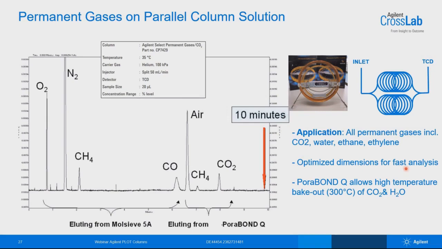Why is the PoraBOND Q pivotal to this solution? Because CO2 is also injected on the MolSieve column. That requires a bakeout after some time when it loses its separation efficiency because of the CO2 absorption. A bakeout at 300 degrees Celsius restores the MolSieve separation performance. Only the PoraBOND Q is able to withstand that temperature without any loss of performance.